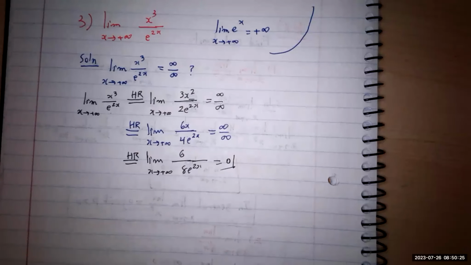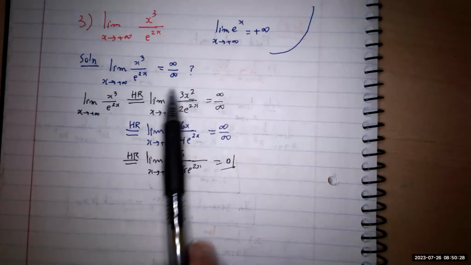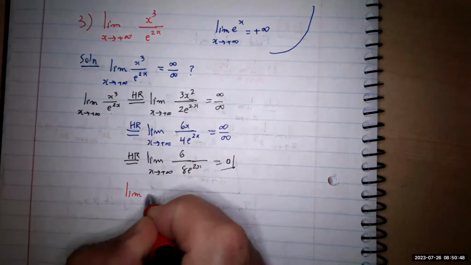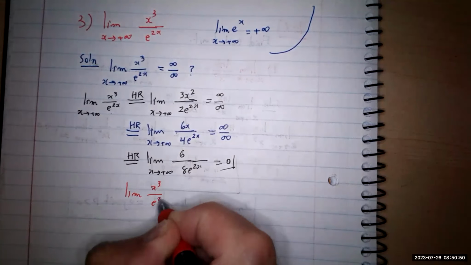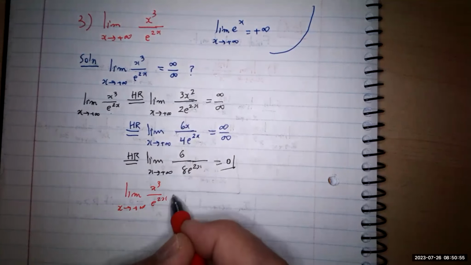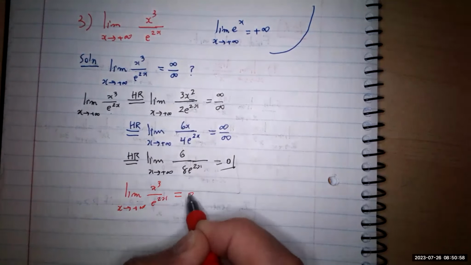Okay, so you may have to go, depends on this power. If this power is going to be higher, then you have to continue. You have to continue to get a fixed number on the top. When you get a fixed number on the top, the bottom would be huge, infinity. So 6 divided by infinity, in that case, if you like, is going to be equal to 0. So the original one, limit of x cubed over e to the 2x, x goes to positive infinity, is going to be equal to 0. And you're done. Any question?